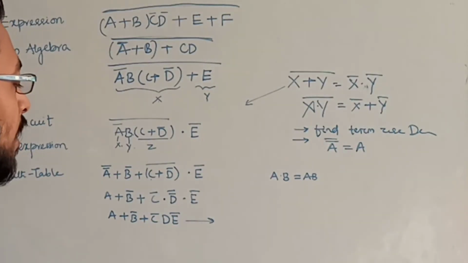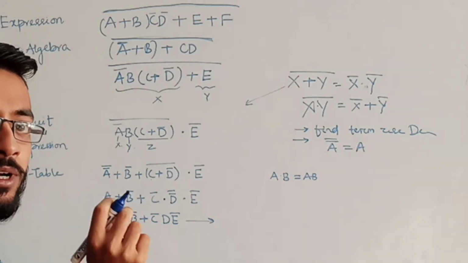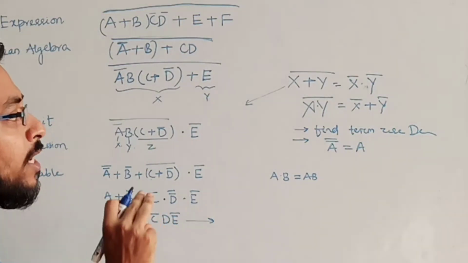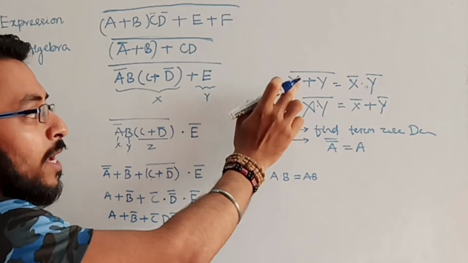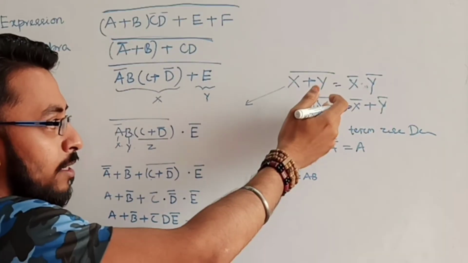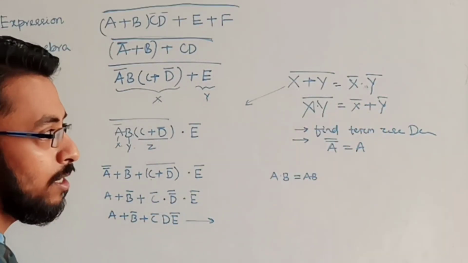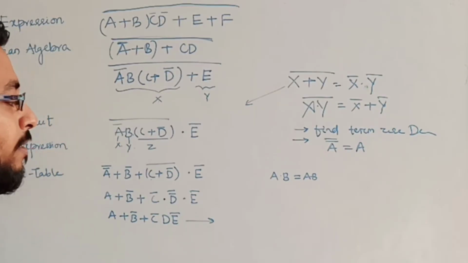De Morgan theorem is saying the bar should be present only upon a single variable. It should not be present upon two variables. When the bar is present upon two variables, either in product term or in sum term, then I can replace that product term by sum term with individual variables with bar upon them. Okay.